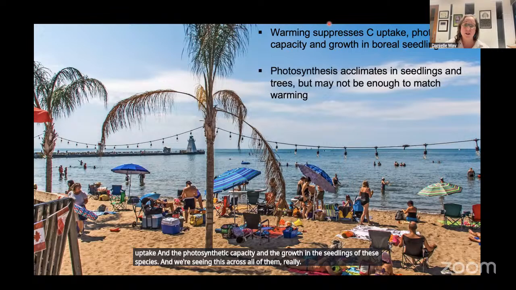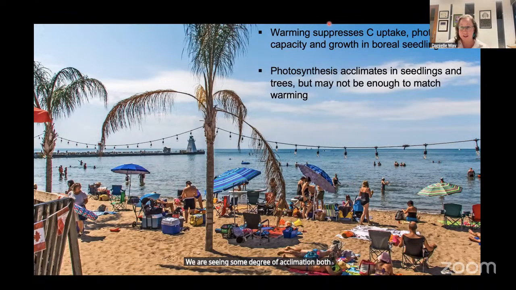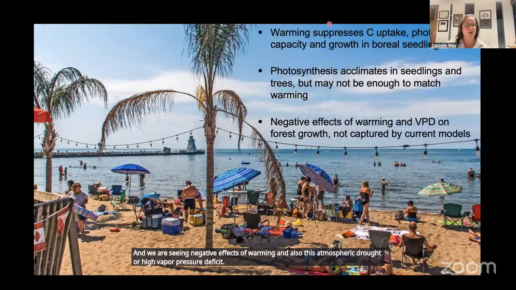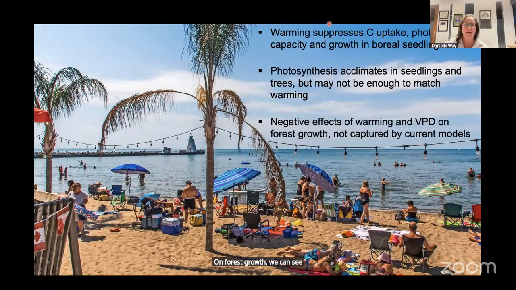We are seeing some degree of acclimation, both in the seedlings and the trees, but it's really not keeping pace with the warming that we impose on them. And we are seeing negative effects of warming and also this atmospheric drought or high vapor pressure deficit on forest growth. We can see that in the tree ring data, but it's really not well captured by the current models that we have. And that's something we need to be able to work on.